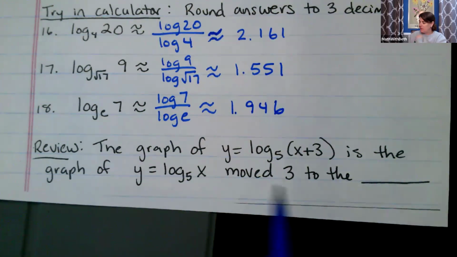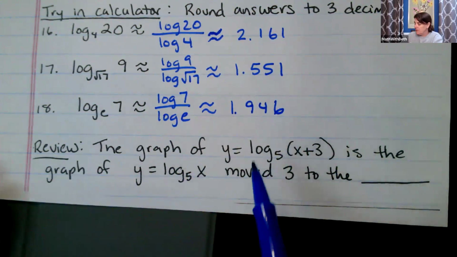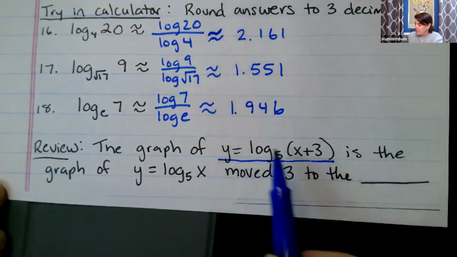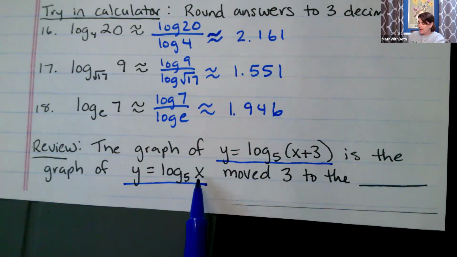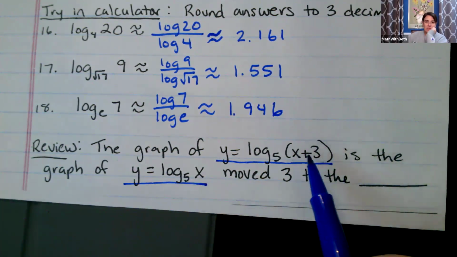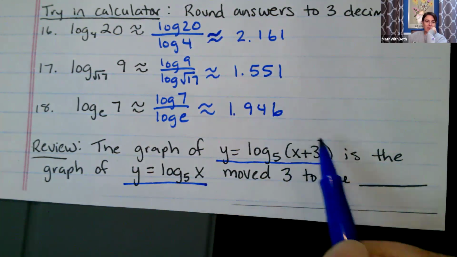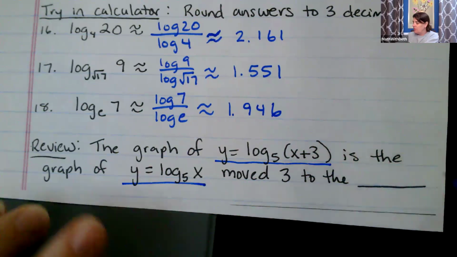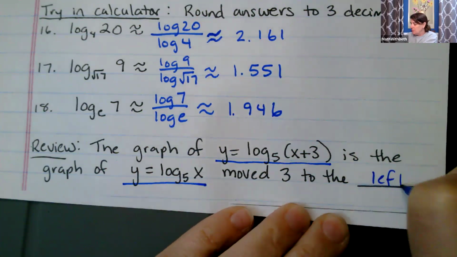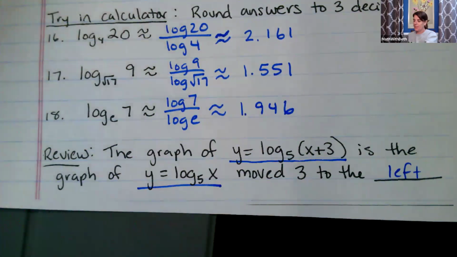Make sure. All right, and just as a review, the graph of y equals log base 5 of x plus 3 is the graph of log base 5 of x moved 3 to the what? So since it is inside the function, it's going to be left or right, remember? And it's the opposite of what you think. So plus 3 would move it 3 to the left.